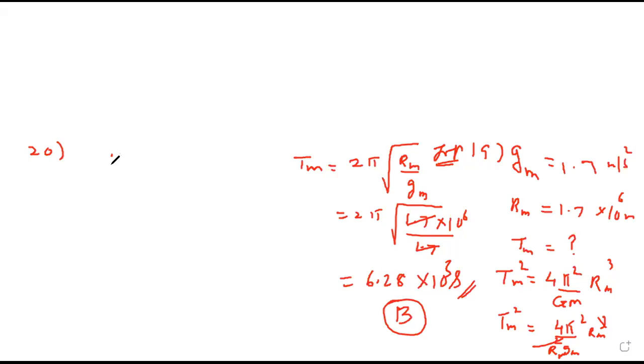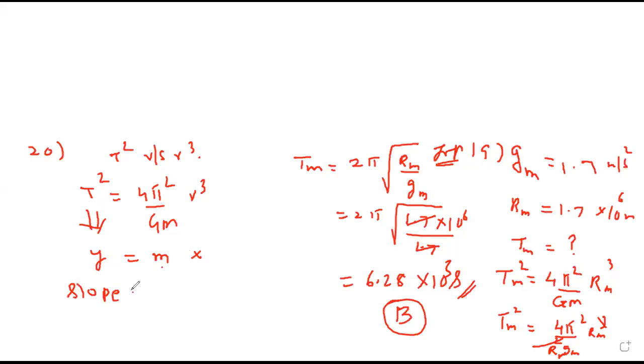That's all. Okay, next one. Slope of graph plotted between t square and r cube. Option D. Yeah, Option D, sir. We already discussed this. T square is 4 pi square upon GM times r cube. So when you plot the graph, this is taken along y, this is taken along x, this is m, which is called slope. So in y equal to mx, m is slope. By comparing, 4 pi square upon GM becomes slope, which is option D.